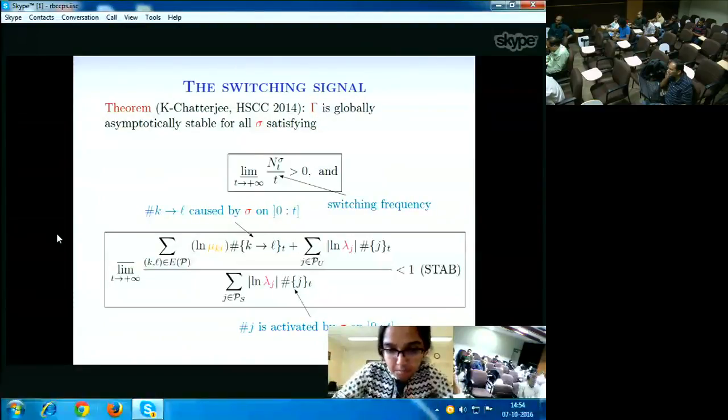The other question that I have is, the main purpose here is to make it globally asymptotically stable. Is that correct? Yes. And you have the set PS to be non-empty. Yes.